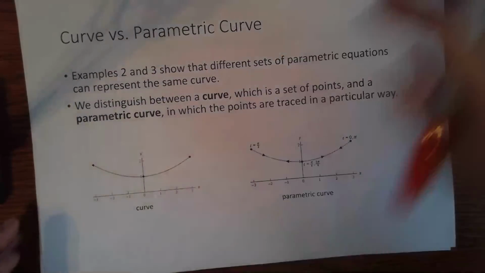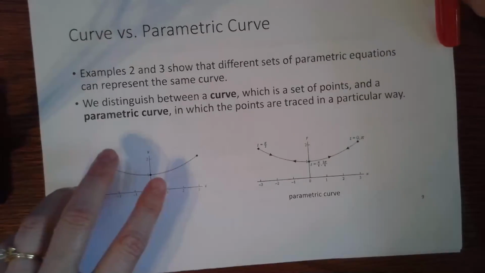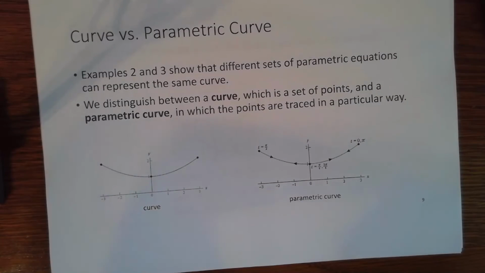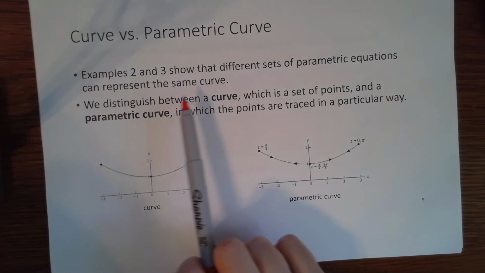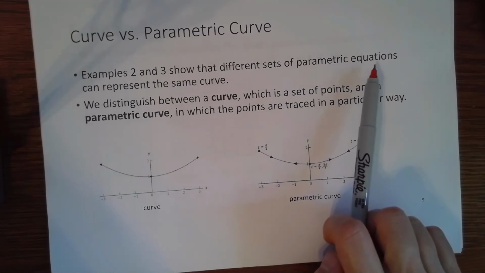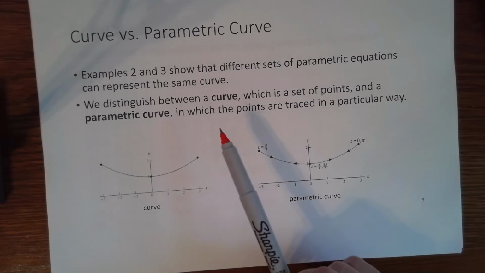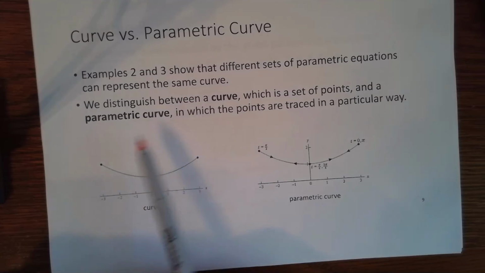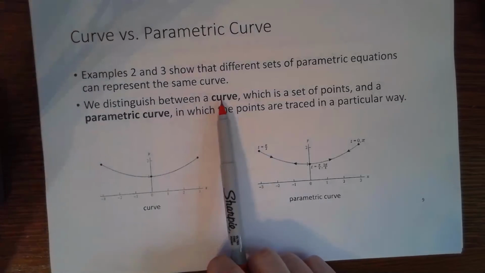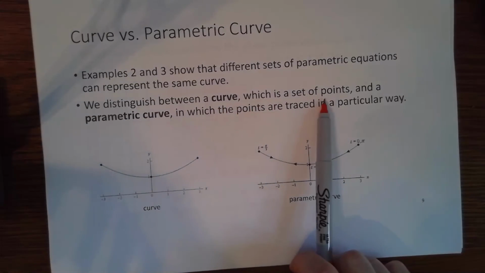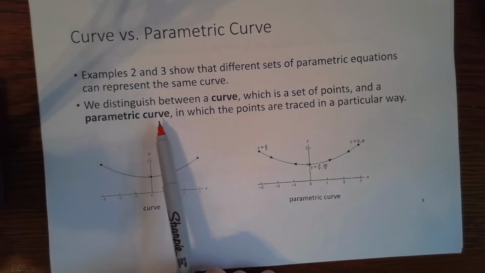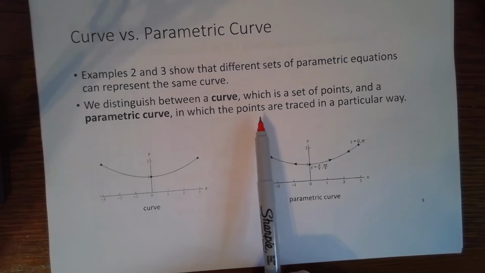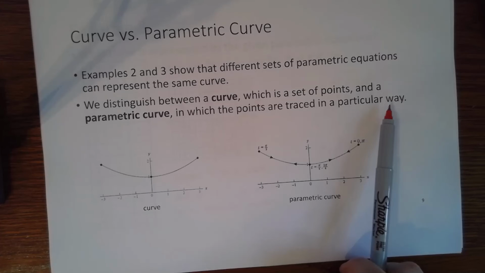And so that brings us to the idea that there's a difference between a curve and a parametric curve. We've shown in examples 2 and 3 that I had two different sets of parametric equations and they represented the same curve. They both represented the unit circle. But we're going to distinguish between a curve like the unit circle, which is just a set of points, and a parametric curve, in which we're taking those points and retracing them in a particular way.